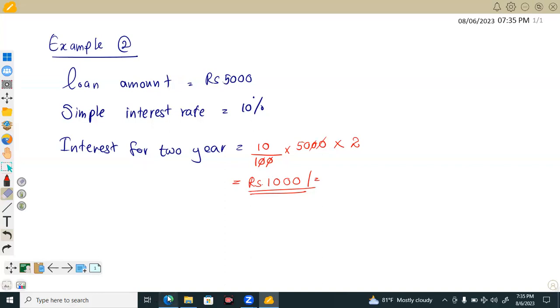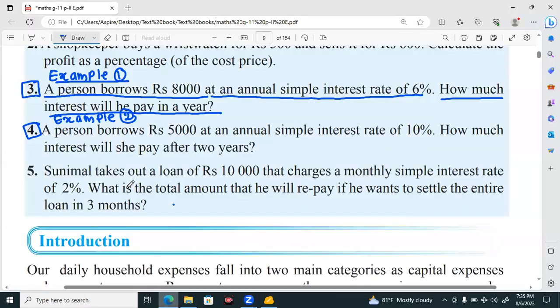Okay, then write the next example. It is example 3. Sunimal takes out a loan of 10,000 rupees that charges a monthly simple interest rate of 2%. What is the total amount that he will repay if he wants to settle the entire loan in 3 months? This is very important. Write down this one as this third example.